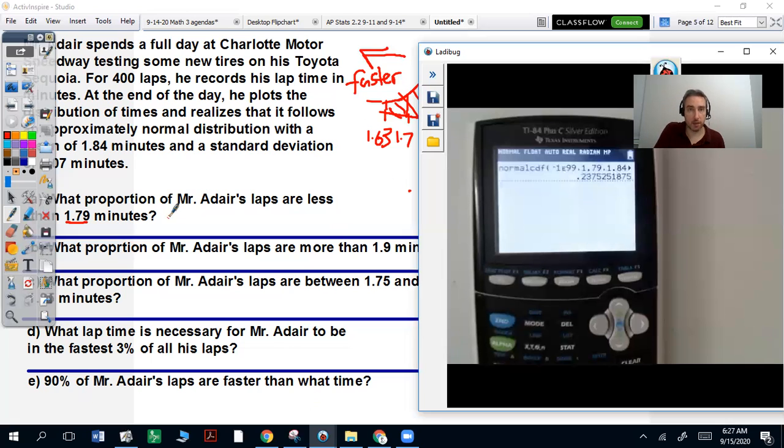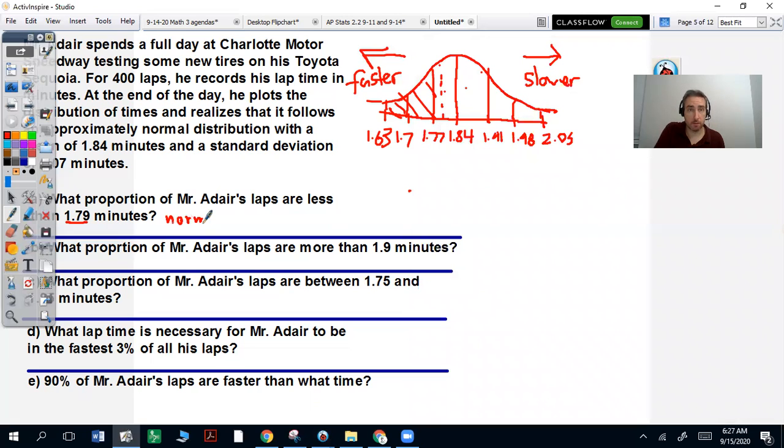So what you can write on this, after you sketch a curve, always sketch a curve, talk about it, but you can write normal CDF, and you can input those numbers. So you can say negative infinity, 1.79, 1.84, and 0.07. And so that's your standard deviation, there's your mean. And that's understood that that's everything below 1.79. And so we get 0.2375.